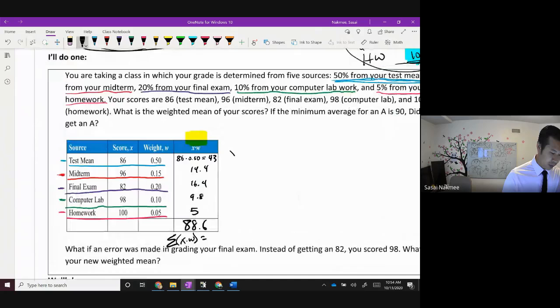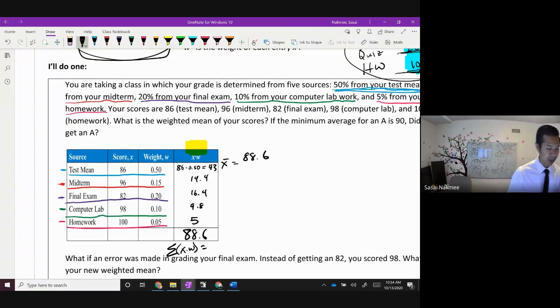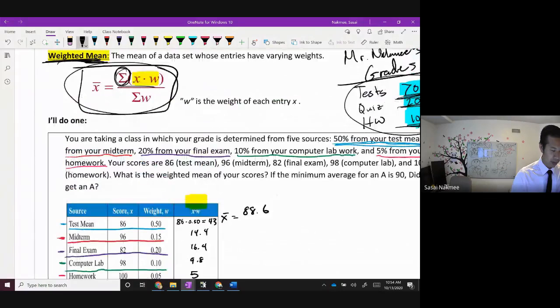88.6 is almost my answer for my weighted mean, for my X bar. It's almost my answer. You're almost done, right? That's the top part right here. You still need the bottom part. The bottom part is this guy right here, and that's what I need to divide by. And again, what does that symbol mean?